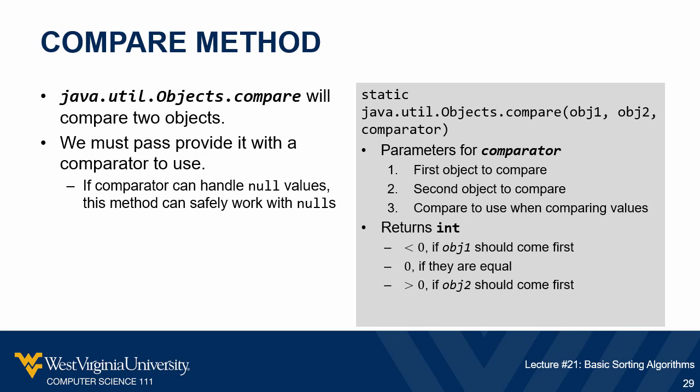We're going to see the same type of return values from this as we would with compareTo. It's going to be an int. It'll give us a negative number, a value less than 0, if the first object should come first. It'll give us a 0 if the 2 objects are equal. It'll give us a positive number if object 2 should come first.